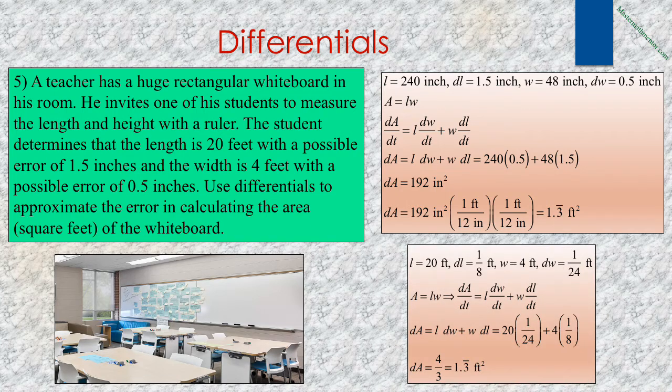We could choose to work in feet. When we do that, we will have to deal with fractions. So L is 20 feet and dL is 1/8 of a foot. W is 4 feet and dW is 1/24 of a foot. So A is LW, and again, dA/dt equals L dW/dt plus W dL/dt, and our differential form dA is equal to L dW plus W dL. We get 20 times 1/24 plus 4 times 1/8, and now our answer is 4/3 or 1.333 square feet.